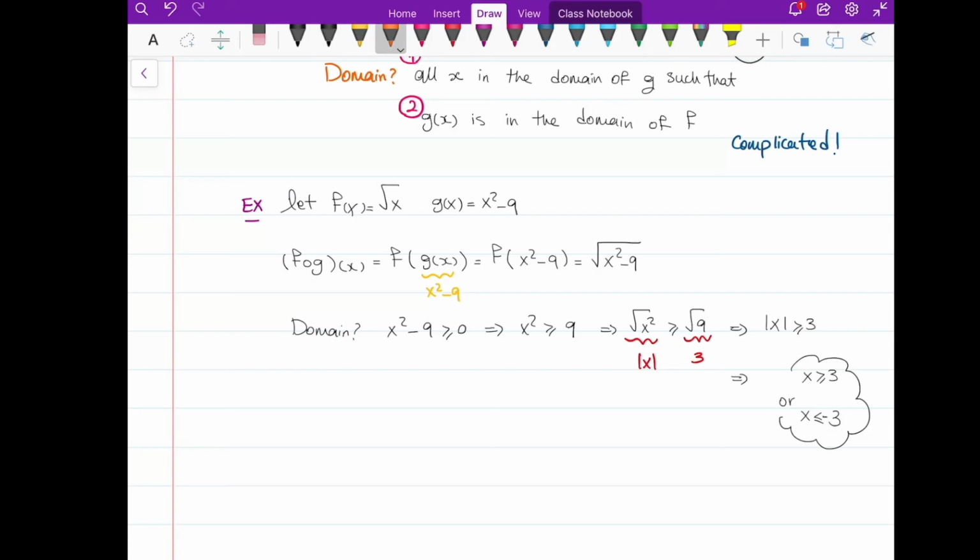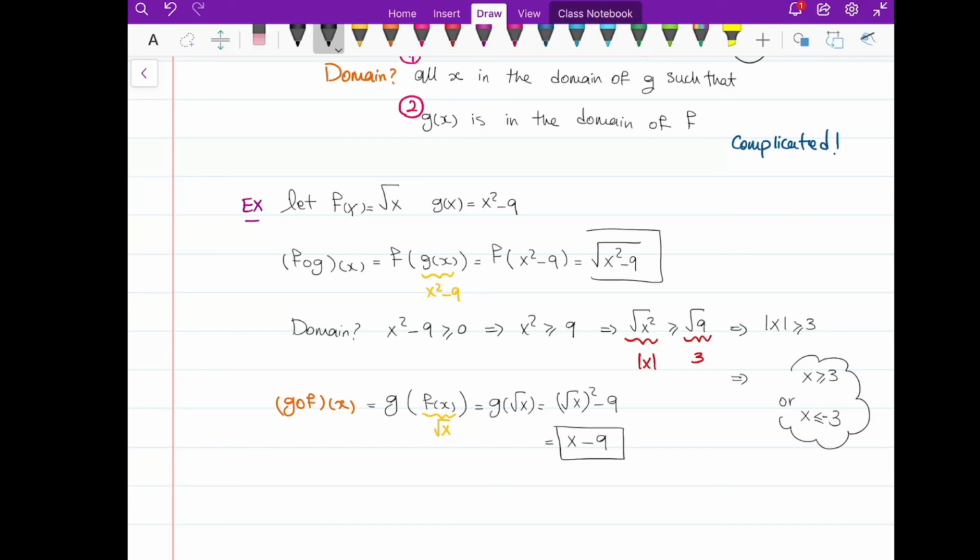Okay, let me find g circle f of x. What is that? It's the same thing, g of f of x. What is f of x? Square root of x is given. Now I need to find g of square root of x. You see, instead of any x in the function g, I need to put root x. So root x squared minus 9, this is equal to x minus 9. This is g circle f, this one is f circle g.